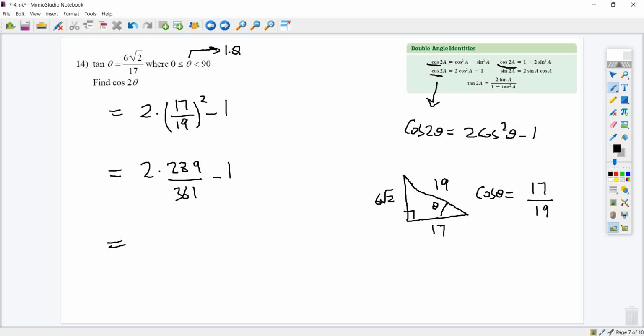If you do the math, I'm going to leave this to you. Just do the math, multiply the 289 by 2 and subtract 1 from that fraction. This will be the answer. Okay, I'm leaving the answer to you. Multiply the 289 by 2 over 361 minus 1 will be our final answer for the cosine 2 theta.